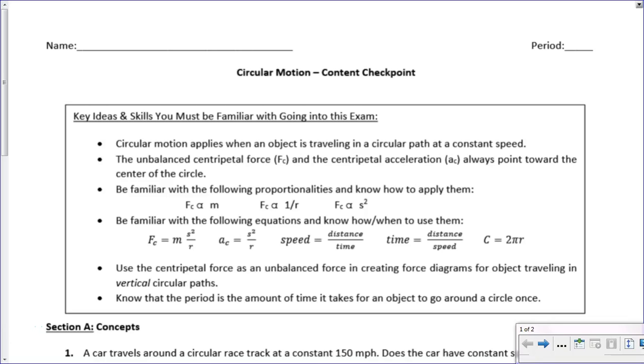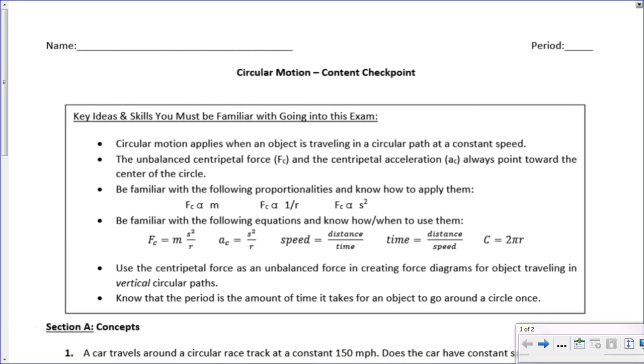Hello, this is the content checkpoint assignment for the circular motion unit. To start off with any of these content checkpoints in reviewing for the test, the first thing I recommend is that you read through this list of key ideas and skills, because you're basically going to be using these throughout on all of the different questions. Making sure that you have a good foundational understanding of these ideas will help you throughout the assignment.